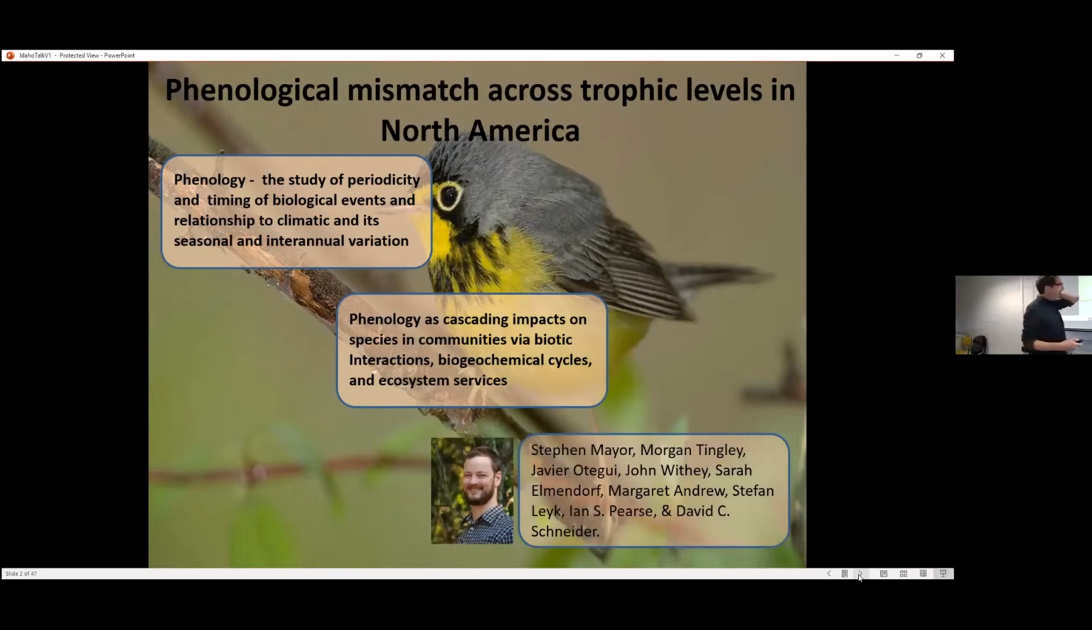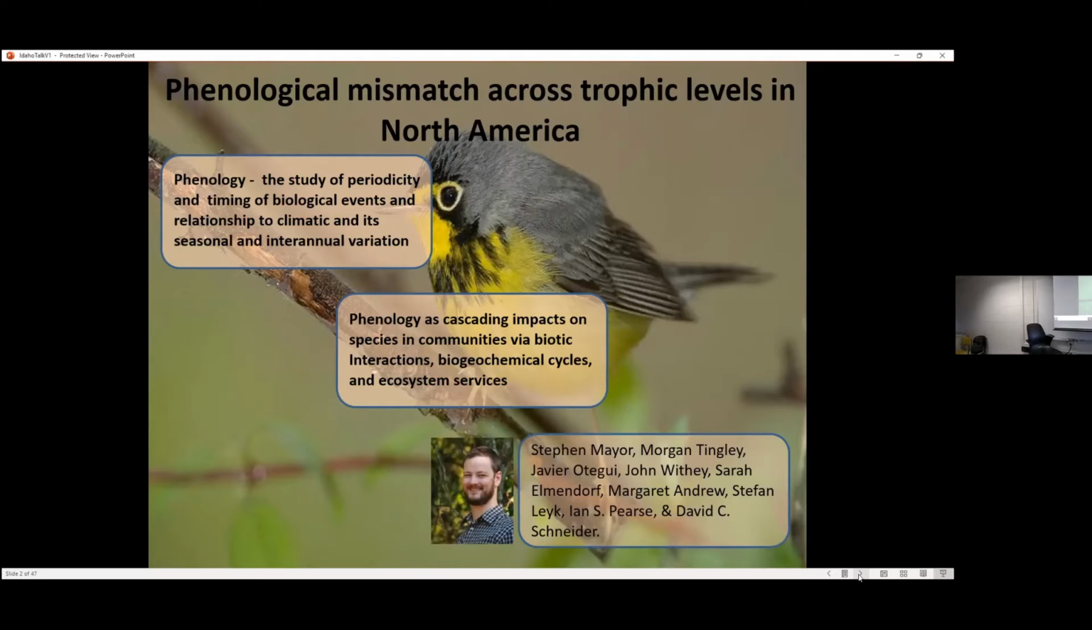And I want to mention here that the work I'm going to present was originally led by Stephen Mayer, who was a postdoc in my group. This came out of a workshop that happened about 2014, the ESA organized workshop for early career scientists about scaling up. The ideas about looking at phenological mismatch across scales really came out of that workshop. I was involved in helping to organize it.